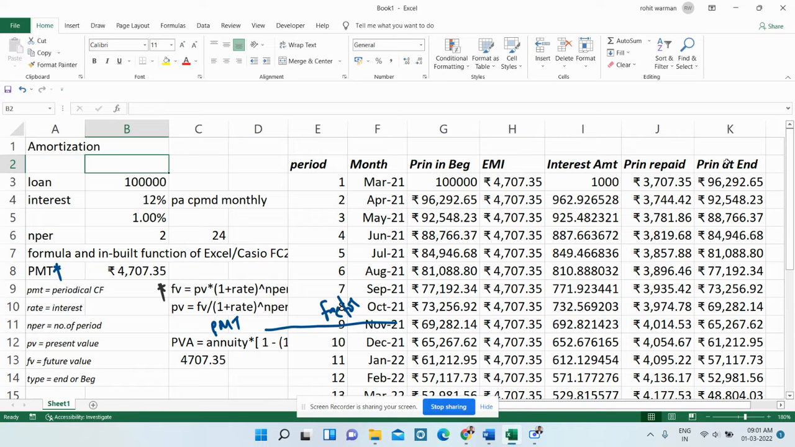Now the thing is, suppose there are two, three possibilities. Somebody took a loan on, let's say, 15 Feb. But the bank will say the EMI will start from 1st of March. That is also possible. Or the bank will say you have taken on 15 Feb, then the EMI will be on every 15th of the month. That is 15th March, 15th April.